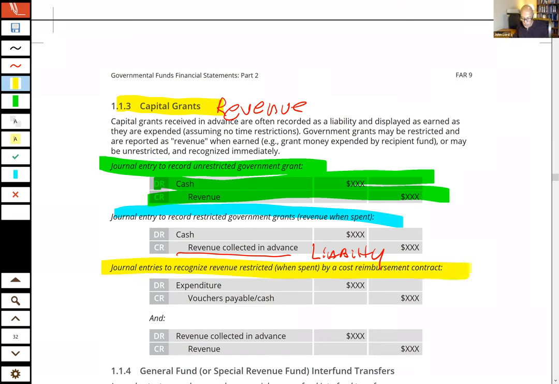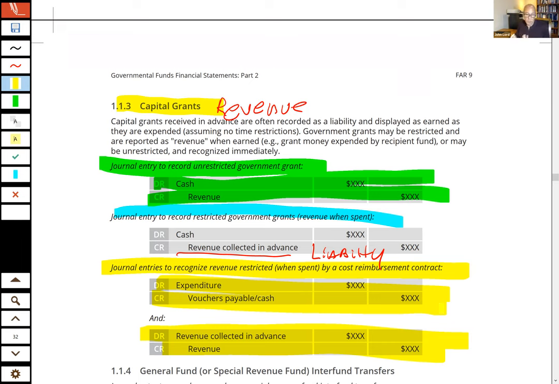Now, sometimes the restriction will be that we really haven't earned the revenue until we actually spend the money. So if this is the case, they gave us some money up front. They said, well, you really haven't earned the money until you spend the money. We go ahead and we spend those funds. Then when we spend those funds, we can go ahead and debit revenue collected in advance and credit the revenue. That's assuming they gave us the cash in advance of us spending it here, but we weren't really eligible for that money until we started spending out.